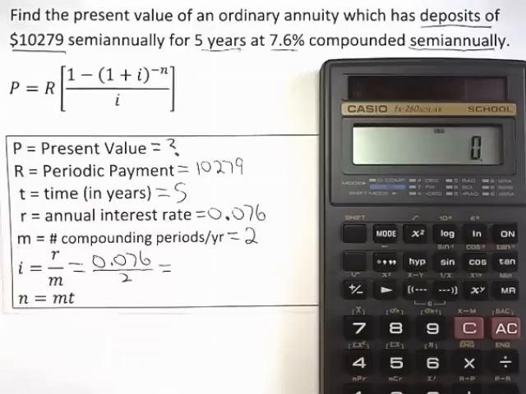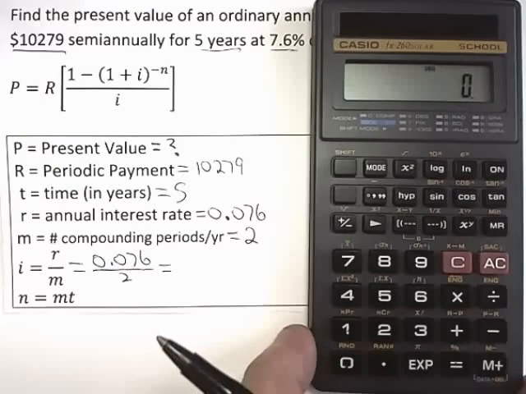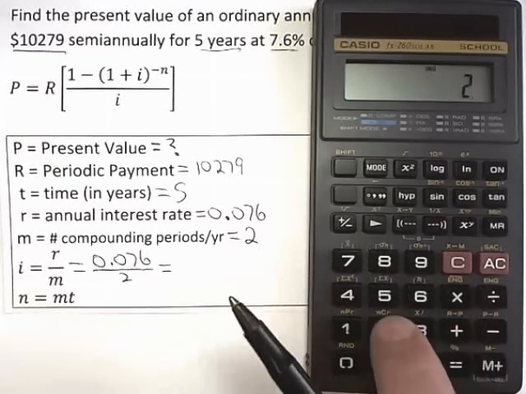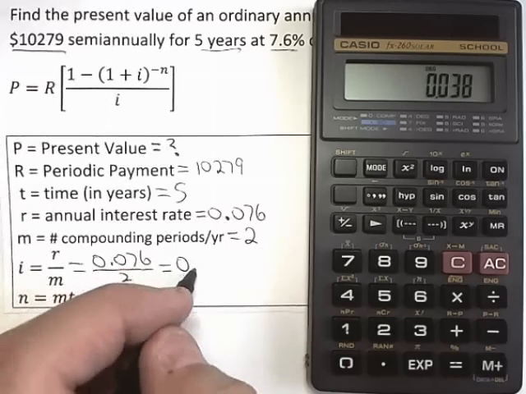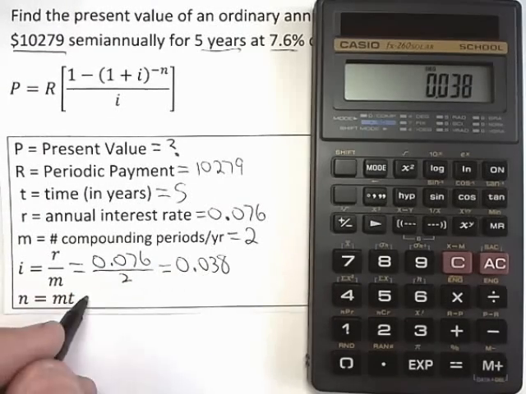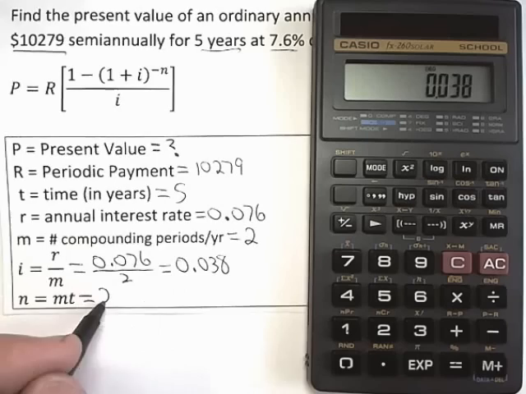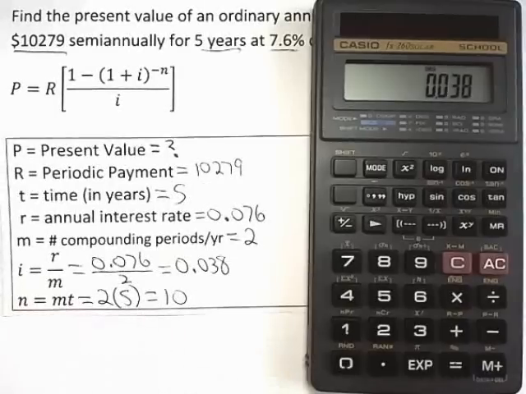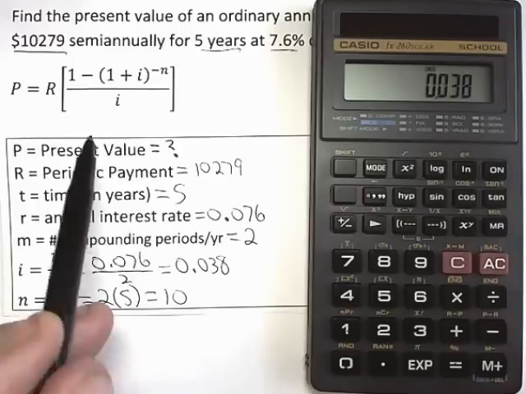If you can't do that division in your head, you can certainly go to the calculator and do it. 0.076 divided by 2 would be 0.038, and m is 2 and t is 5, so n is 10. Now once you've gotten those values, you simply plug them into the formula and use your calculator to solve for capital P. So let's just do that.